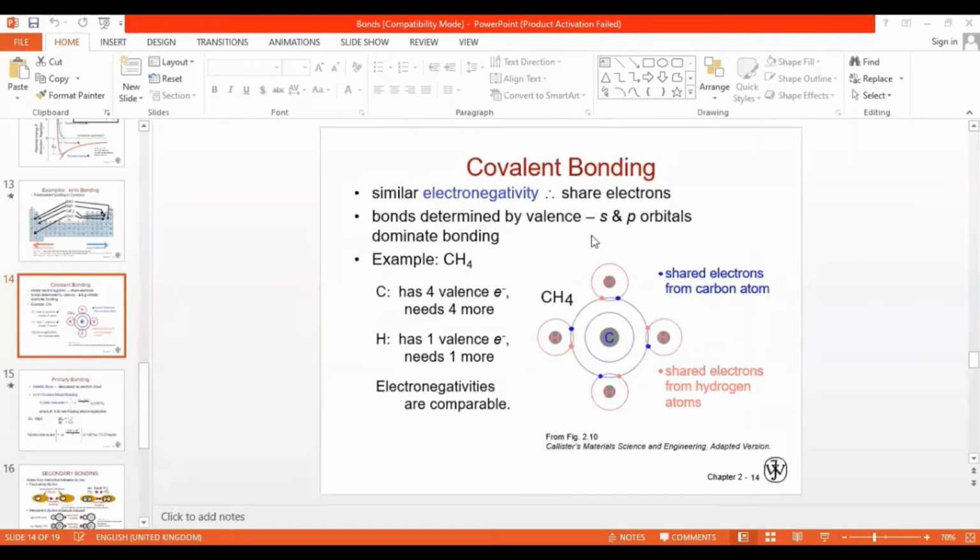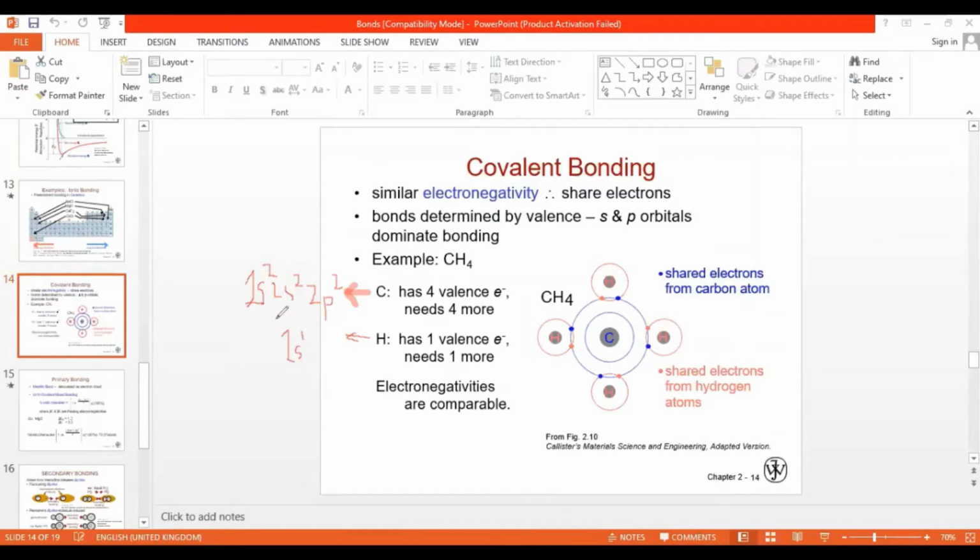Bonds are determined by valence s and p orbitals dominating bonding. So again, we need this s and p in order to check whether it can form a covalent bond or not. Here we take an example of CH4. C is our carbon and H is hydrogen. Carbon has 1s2, 2s2 and 2p2, and hydrogen has 1s1.